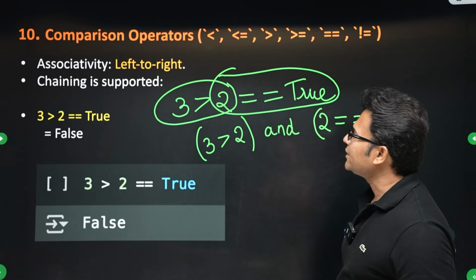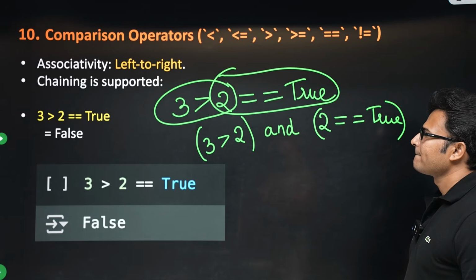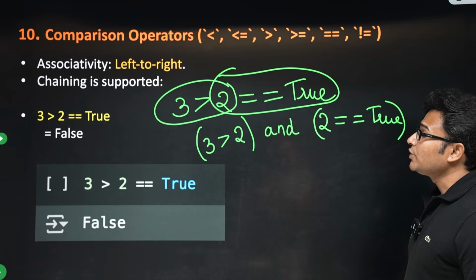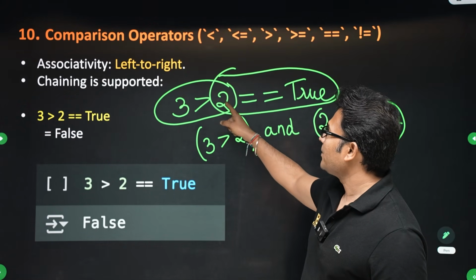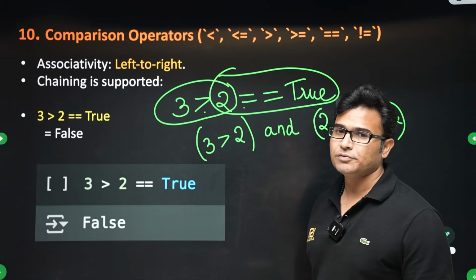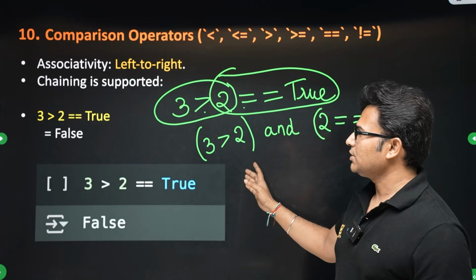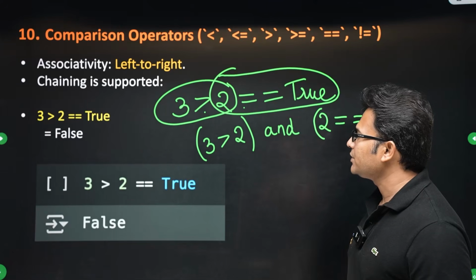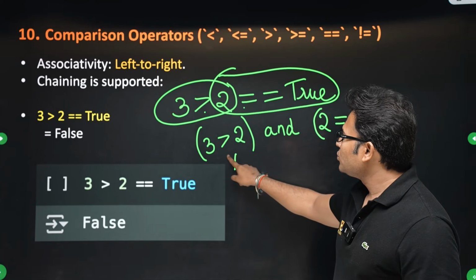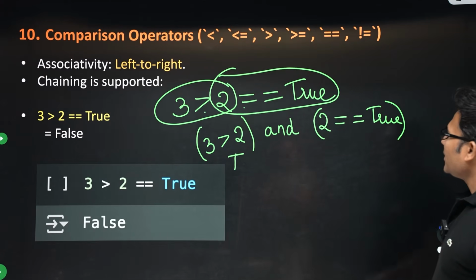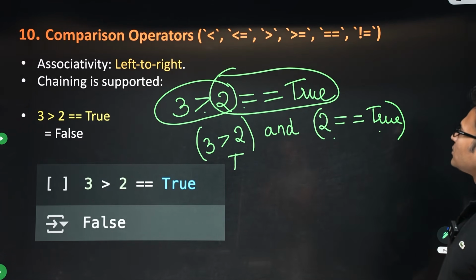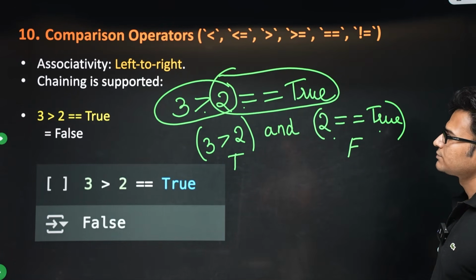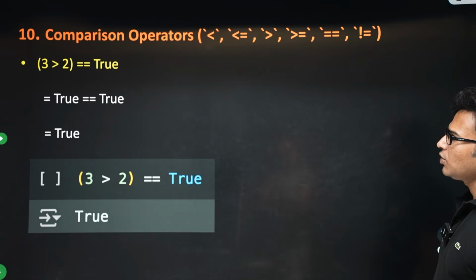So when you look at chaining, the concept of associativity goes for a toss. You cannot say that this is left associative or this is right associative. It is a chain. It is special. You have to remember this in Python, that it is special. Now what is the value of it? 3 is greater than 2 is true and 2 is equal to true is false. So true and false is false.